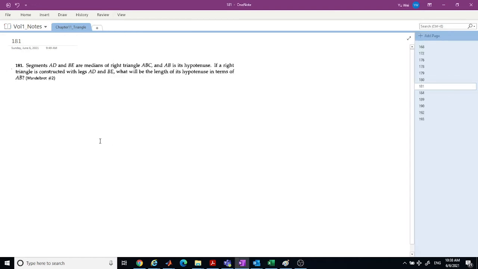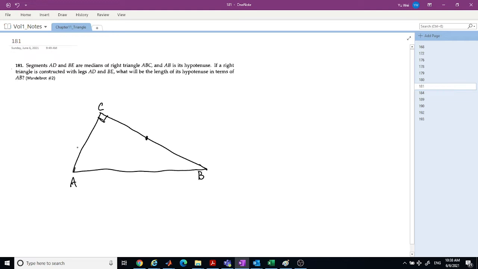Okay, sure. Let's move on to the second part of this chapter. The segments AD and BE are the medians of the triangle ABC with AB as the hypotenuse. So let's draw a picture first. We have ABC with AB as the hypotenuse, and this is the 90 degree angle, right? If a right angle is constructed with legs AD and BE, so AD and BE are the medians, right?